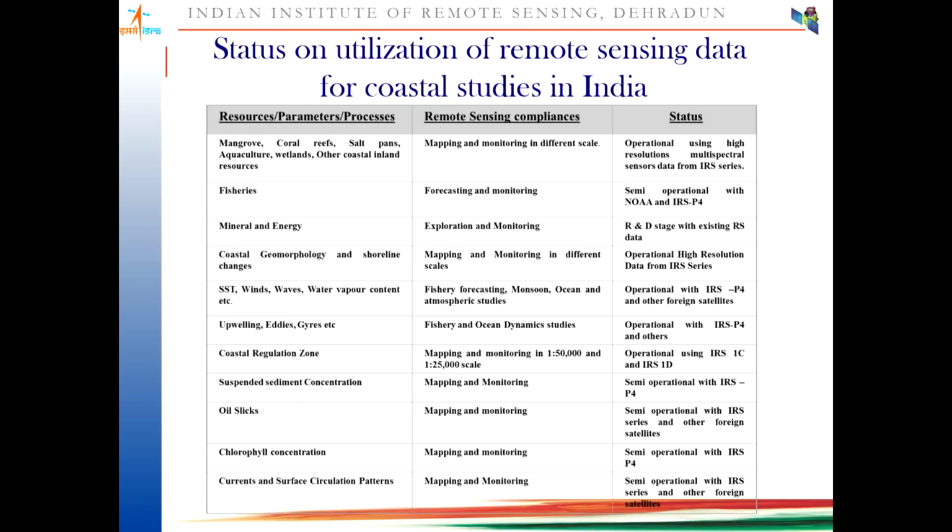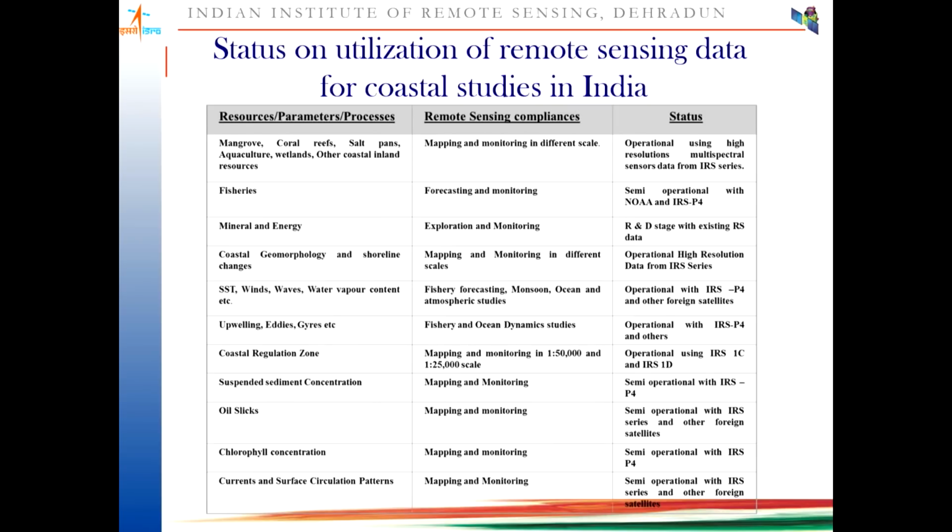and the other data. Coastal regulation zone mapping along the Indian coast: CRZ mapping has been done at 1:50,000 scale and 1:25,000 scale in different areas based on their usefulness. They have been mapped using either IC and ID data. SSC mapping, suspended sediment concentration mapping, is also semi-operational with IRS-P4. Quantitative analysis of the suspended sediment is possible.